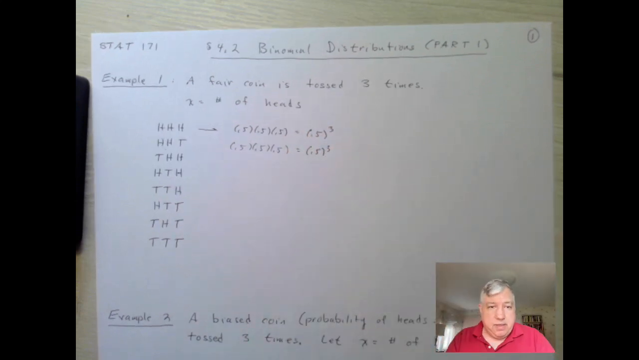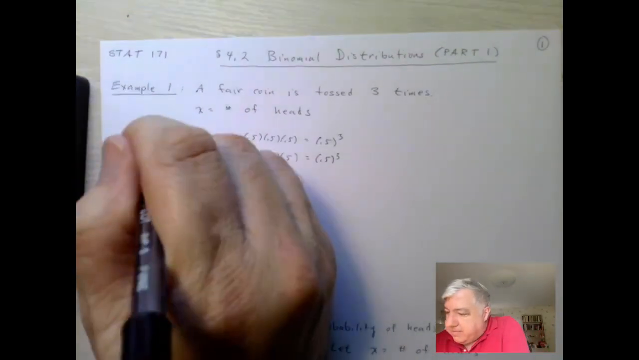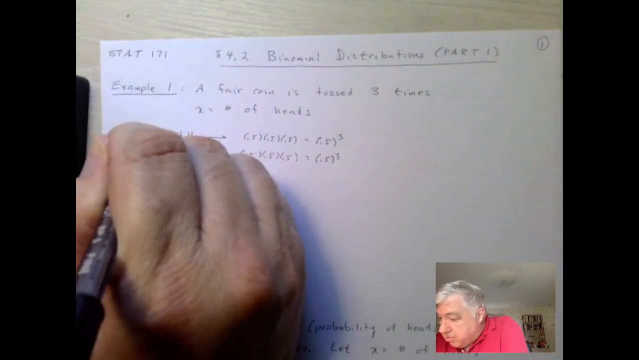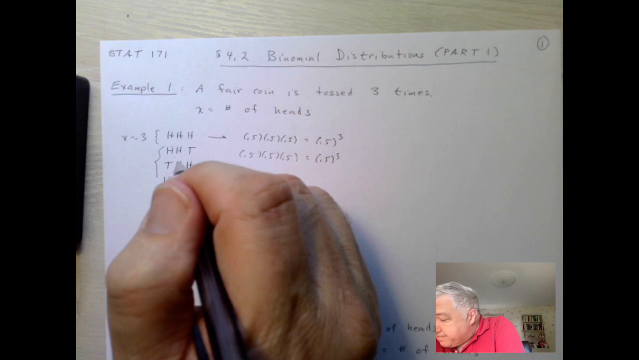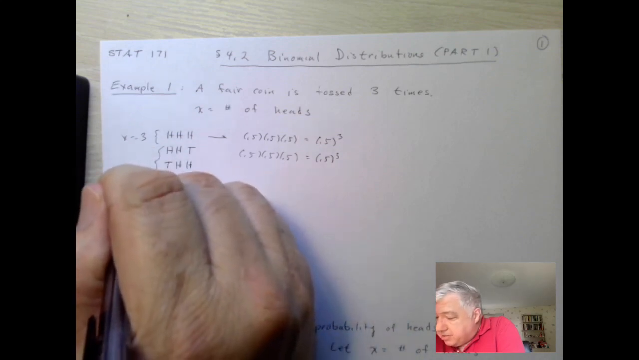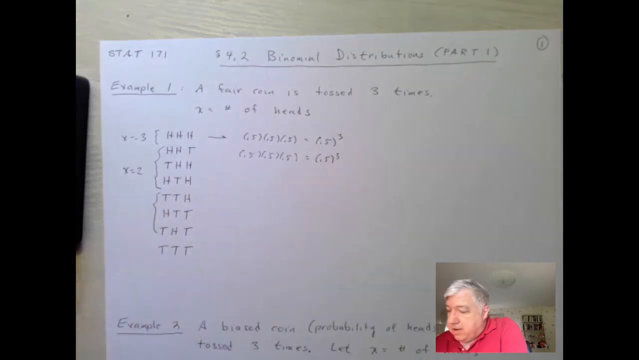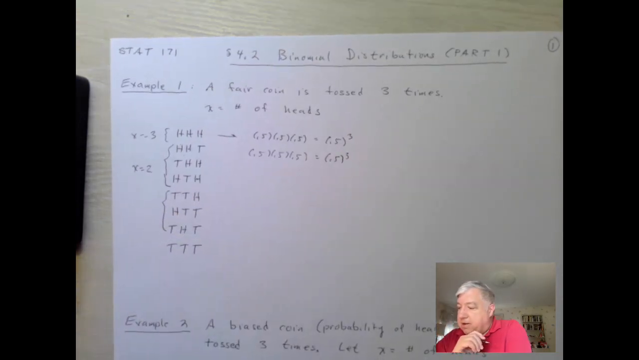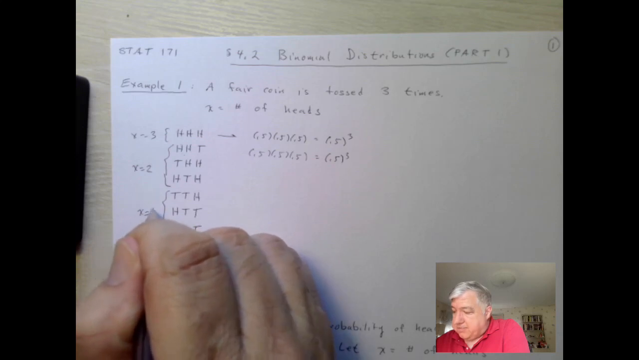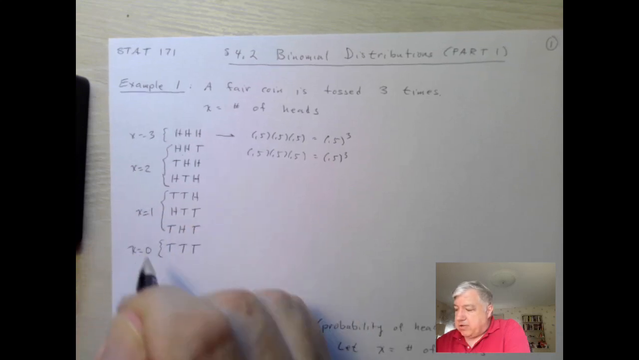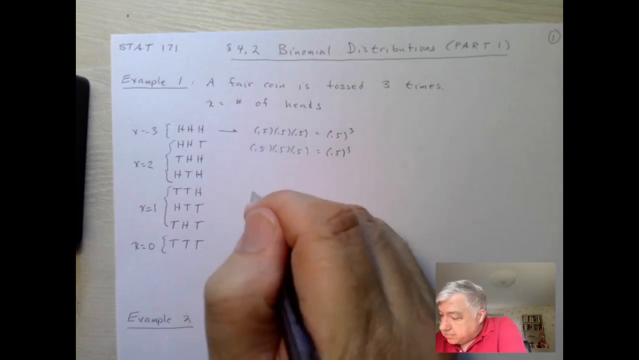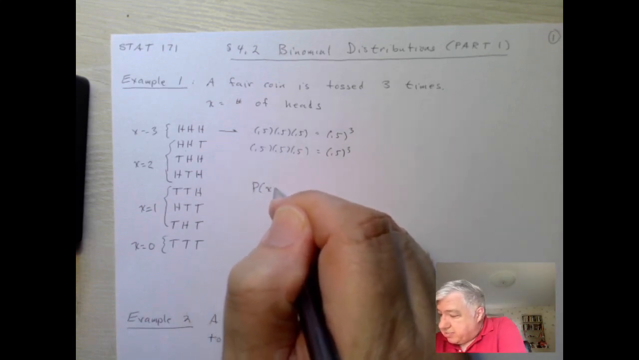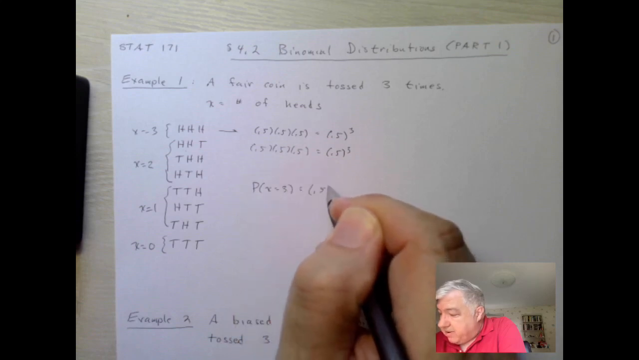The only thing that we have to note here is that the case of x equals 3 just corresponds to this outcome. The case of x equals 2 corresponds to these 3 outcomes. The case of x equals 1 corresponds to these 3 outcomes, and x equals 0 corresponds to this last outcome. All right, so what we can see is that the probability that x equals 3 is going to be 0.5 cubed.